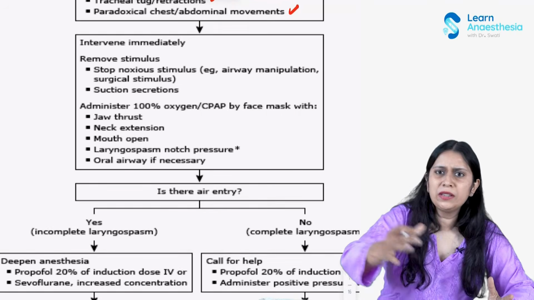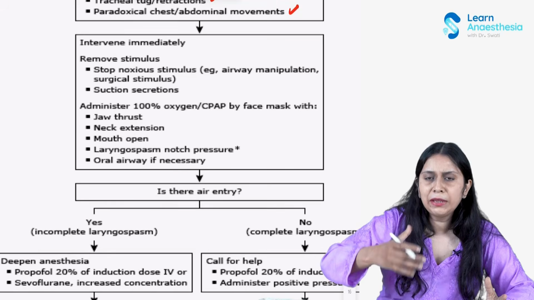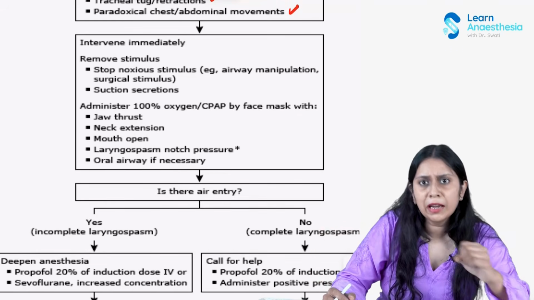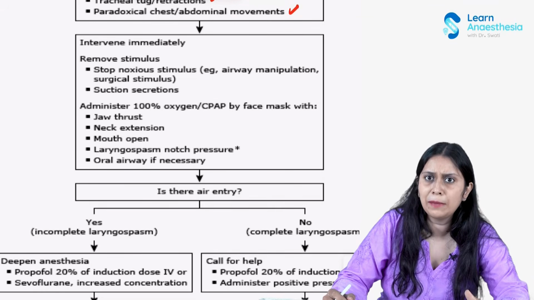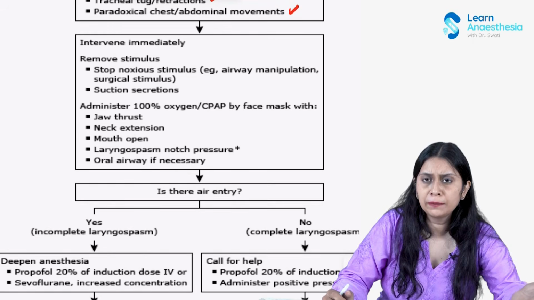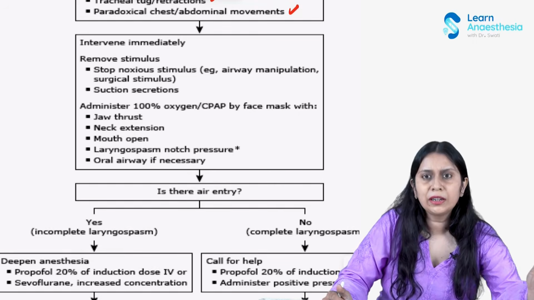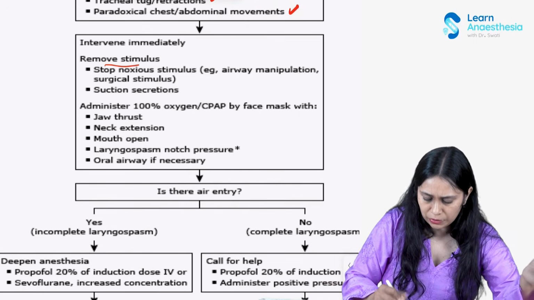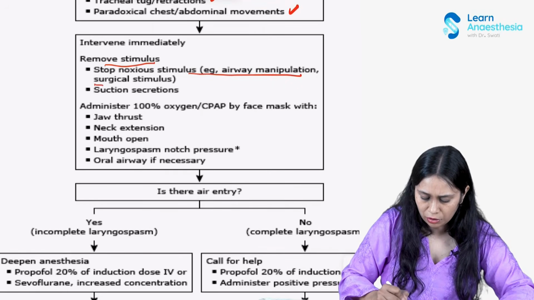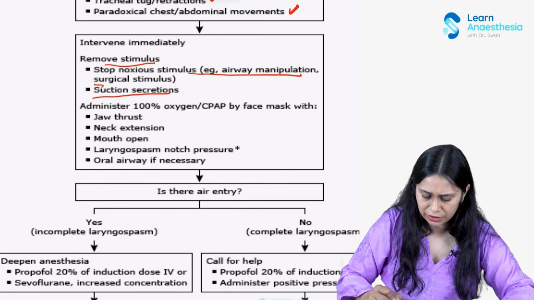First, what is causing the laryngospasm? We have to remove that stimulus. So whether it is the lighter plane, our airway instrumentation, or the secretion, what is causing it? If we are doing some airway manipulation at that time, we have to stop that manipulation. We have to deepen the plane of anesthesia and then do that manipulation again. If there is some secretion or blood in the oral cavity, we have to suck it off. So remove the stimulus, stop the noxious stimulus like airway manipulation, or suction any secretion or blood if it has been pooled in the oral cavity.